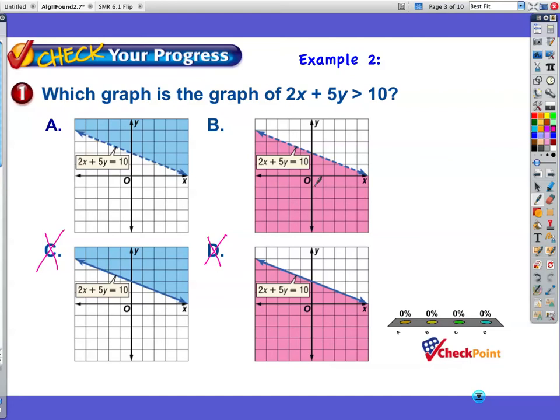I'm going to test a point. I'm going to test 0, 0. If I put 0, 0 in, this gives me 0 greater than 10. This is a false statement. That means 0, 0 is false. If I put false over here, that wouldn't make any sense, would it? Because this is true. I need the statement that says 0, 0 is false. So this is my correct answer. This will not work.